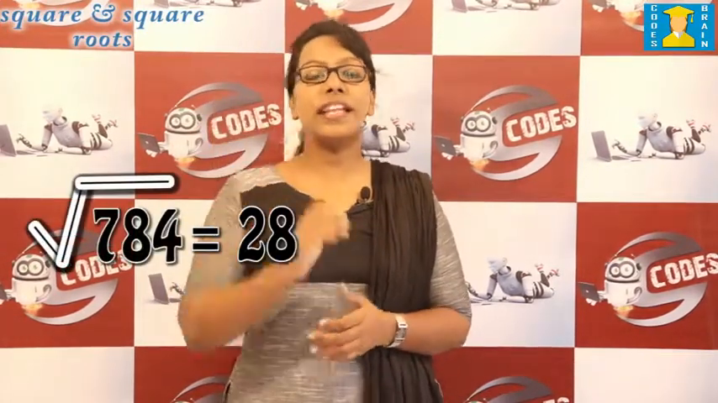Get the remainder. And the final step, step number 5, is since the remainder is 0 and no digits are left in the given number, therefore root 784 equals 28. Okay friends, this is the end of the chapter Square and Square Roots.